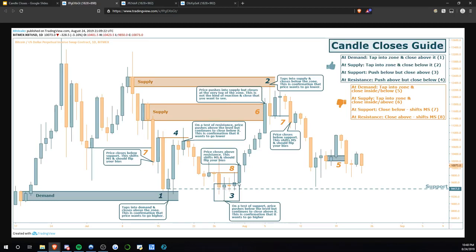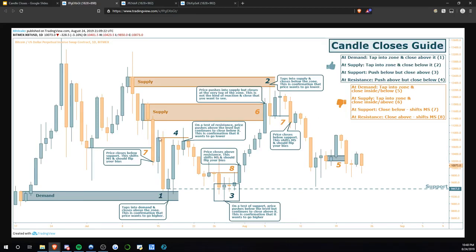So that's 1, 2, 3, 4 different times the price pushes below a support level, but the buy pressure is strong enough to push back above that level and close and send price higher. So here we have at resistance, push above but close below on number 4.